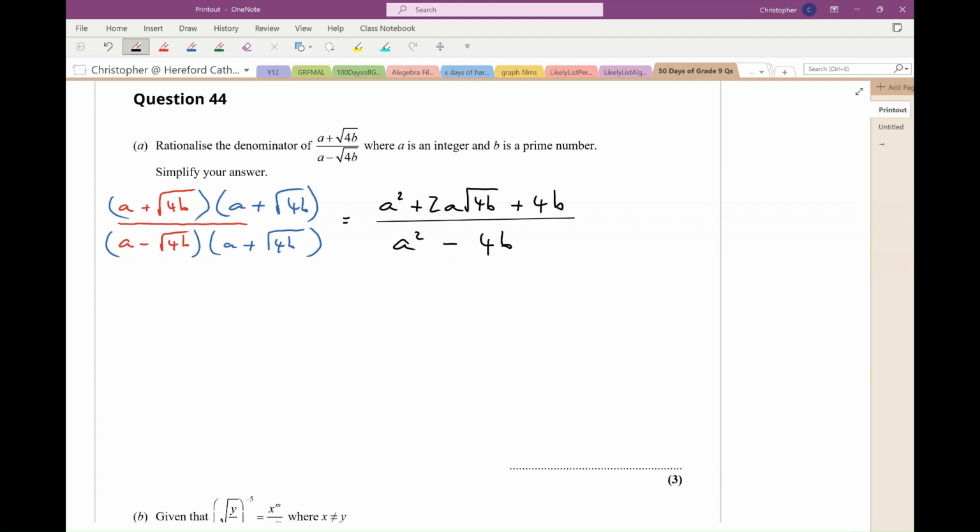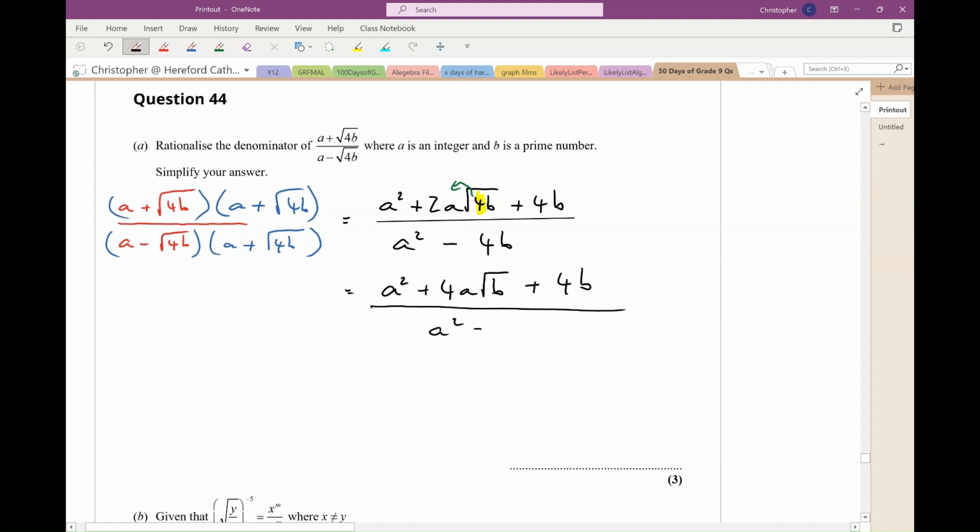So I'm trying to think what I can do now to simplify that. Well, I can certainly simplify the top, look, because I've got a square root of 4, and I can pull out this 4. Now I've already got 2 outside the square root. When I pull out that 4, it's going to square root it, so I'm going to get another 2. So I'm going to have 2 times 2. So I've got 4a times the square root of b plus 4b. And all of that is over a squared minus 4b. And that is my solution for part A.